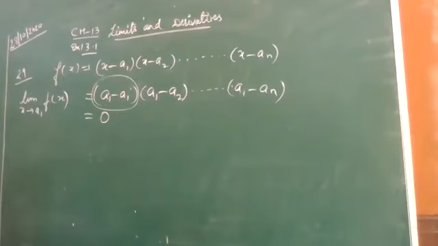Next we have to find out, for some a which is not equal to a1, a2, up to an, any other term we are given as a, the limit as x tends to a of f(x). So this was the first part of the question, and the second part is to find the limit as x tends to a of f(x).